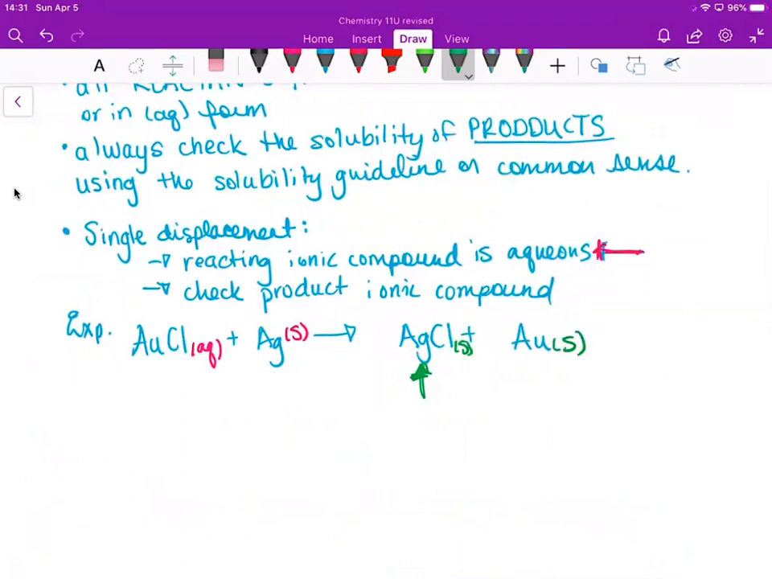So you might think, oh, am I just going to have a beaker of solid? No, you're going to have a beaker filled with two different precipitates, solid gold precipitate and solid silver chloride precipitate, and then the water that was used to react in it.